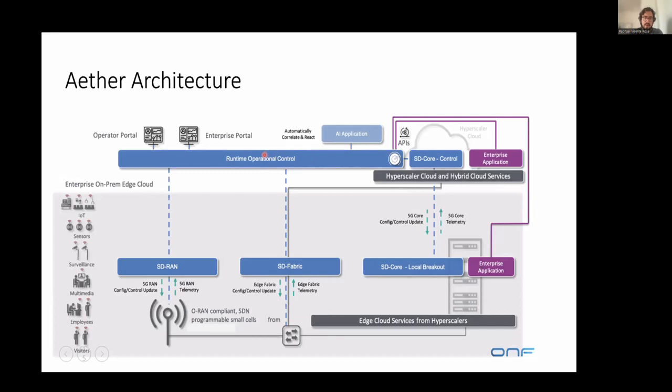The idea of the ROC here is that it can present as a single operator portal or even enterprise portal, in a way that all these APIs from each one of these different projects can be exported and controlled by it. And even better, this ROC also can offer a consolidated set of APIs for applications running both in the on-premises edge or in the hyperscaler cloud. And I'm going to give you an example of one application that was developed in this case.